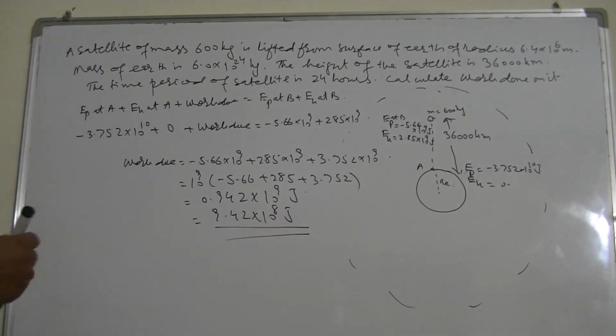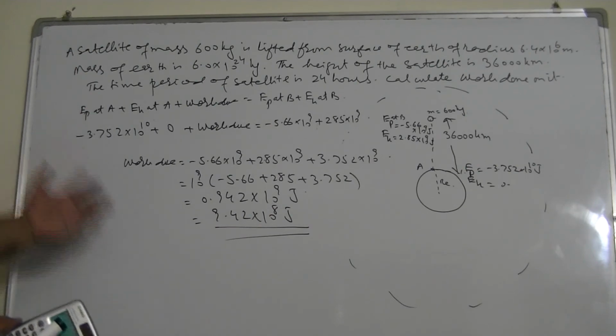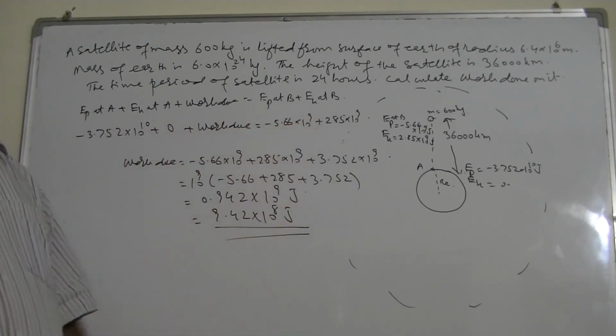So we can calculate the work done in that case. Always the equation is the same. Even if you use work done is equal to delta EP plus delta EK, then you will get the same answer.